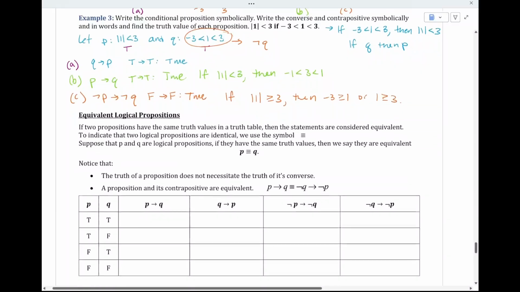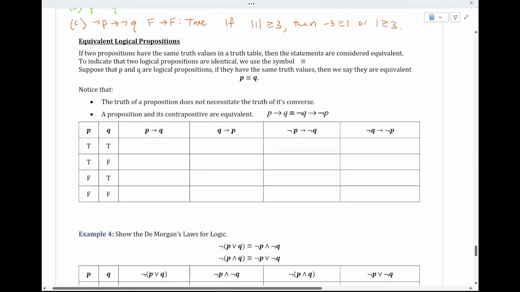All right, equivalent logical propositions. If two propositions have the same truth values in a truth table, then the statements are considered equivalent. And we're going to use the symbol three equal signs, which means equivalent, whereas two equal signs means equal. So in programming, to show two statements are equal, you would use a double equal sign, usually in most languages.